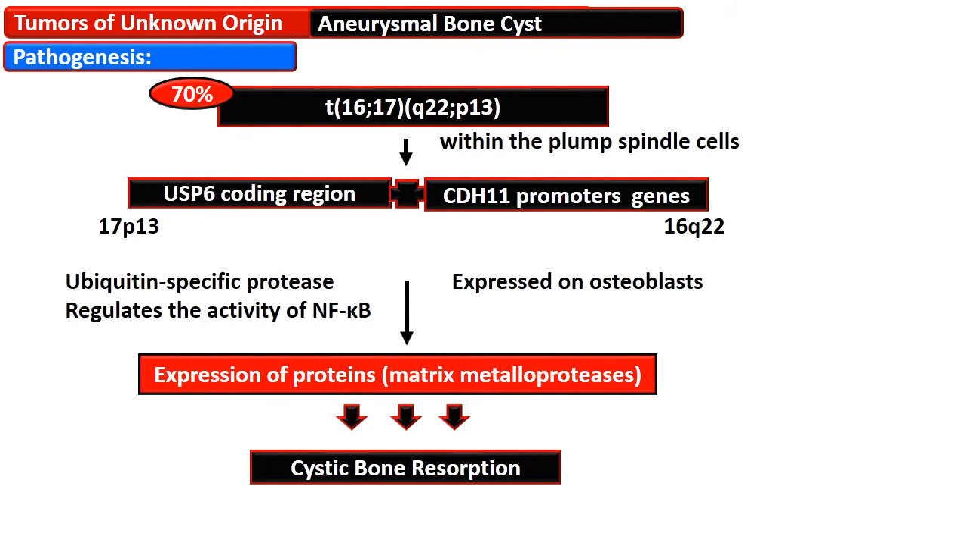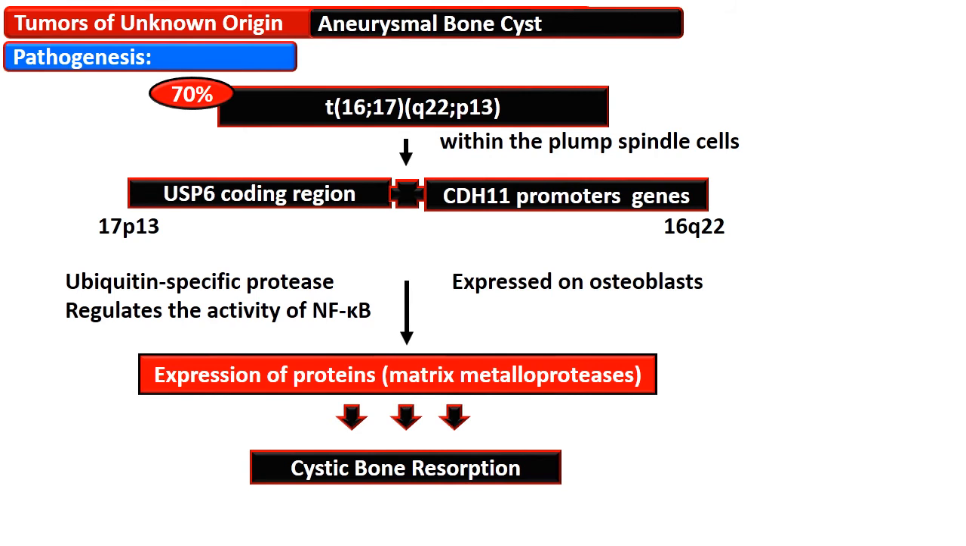70% of the cases of these aneurysmal bone cysts are associated with chromosomal rearrangement. There is a translocation between chromosome 16 and 17 within the plump spindle-shaped cells. The USP6 coding region is present on the short arm of chromosome 17, while the cadherin 11 osteoblast promoter gene is located on the long arm of chromosome 16.